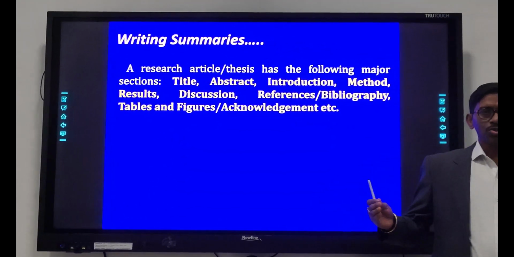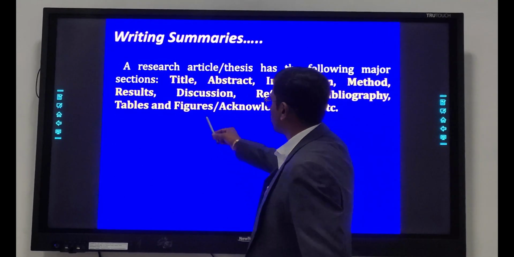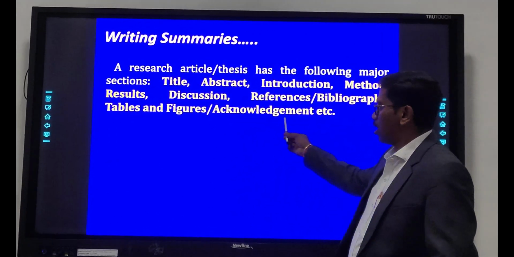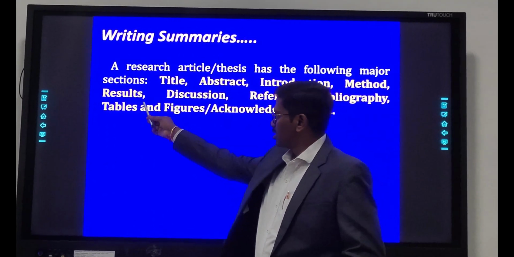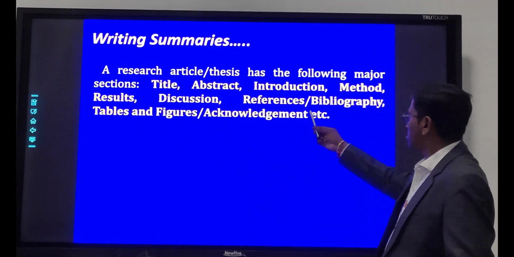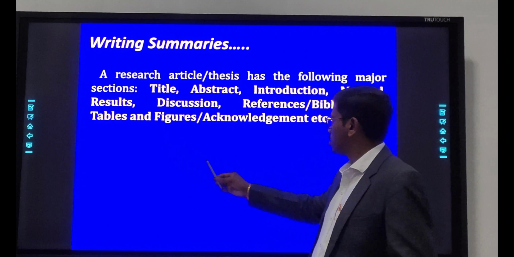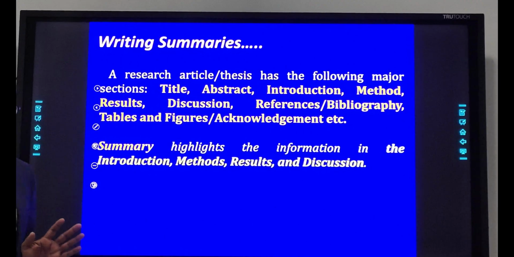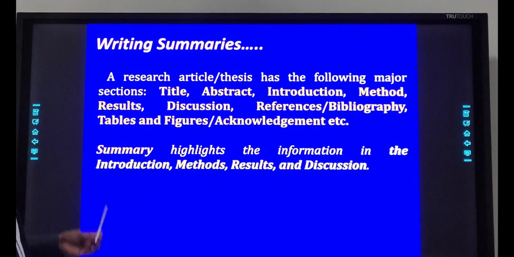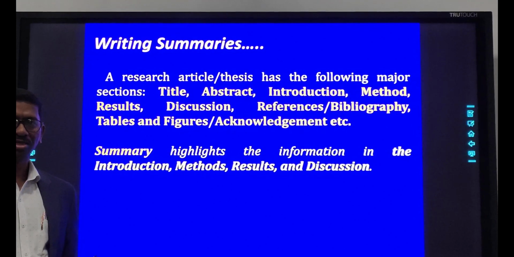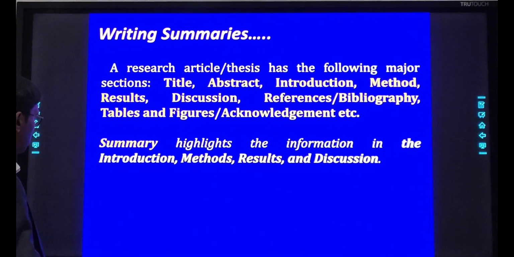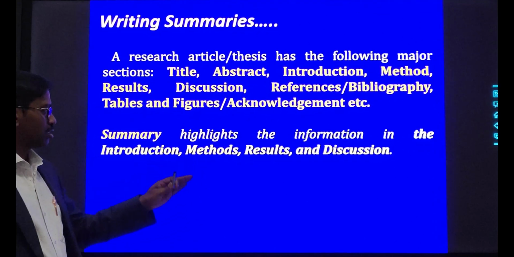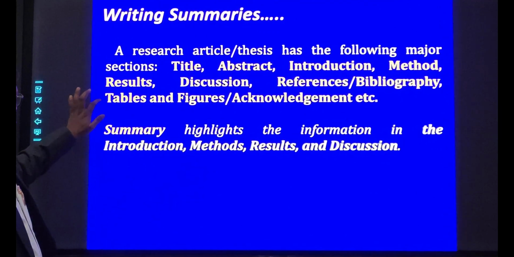As we know, there are different parts of a research article as well as a thesis. These are title, abstract, introduction, methods or materials and methods, results, discussion, references or bibliography, tables and figures, as well as acknowledgement. But out of all these parts, the summary is one of the most important parts of writing a good thesis and good research communication, because the summary highlights the information in the introduction, methods, results, as well as discussion.